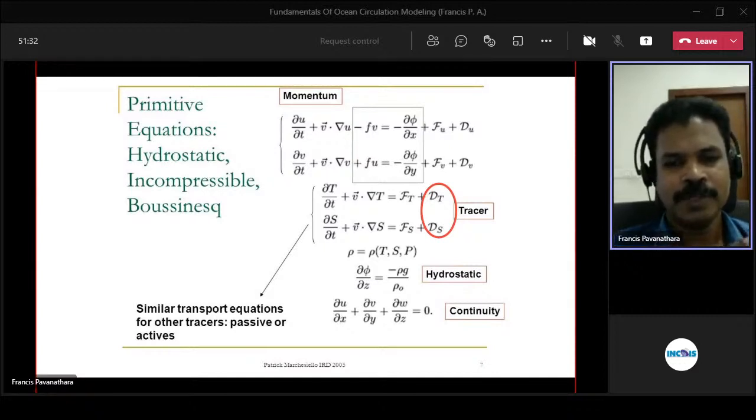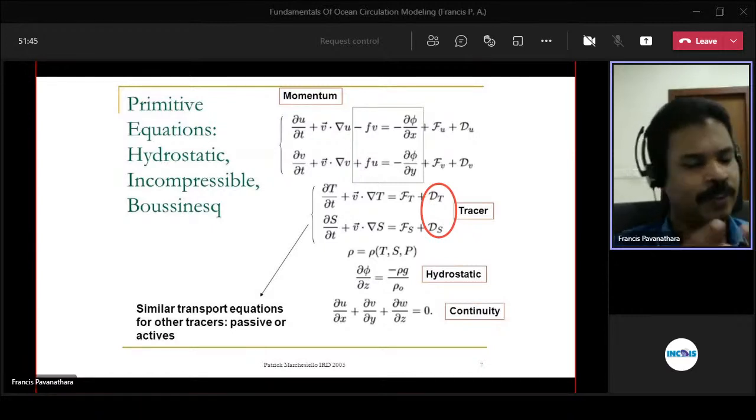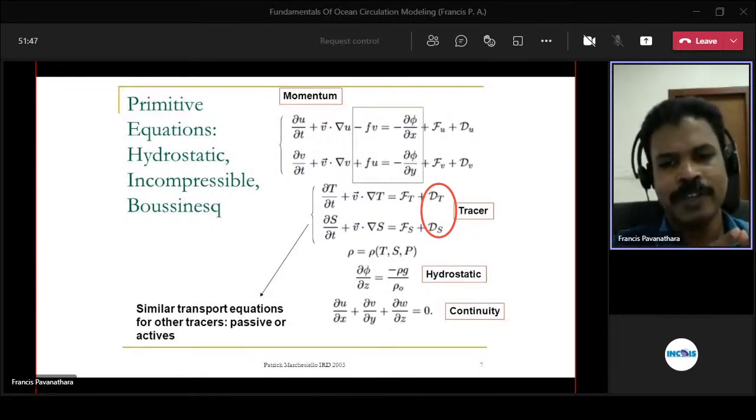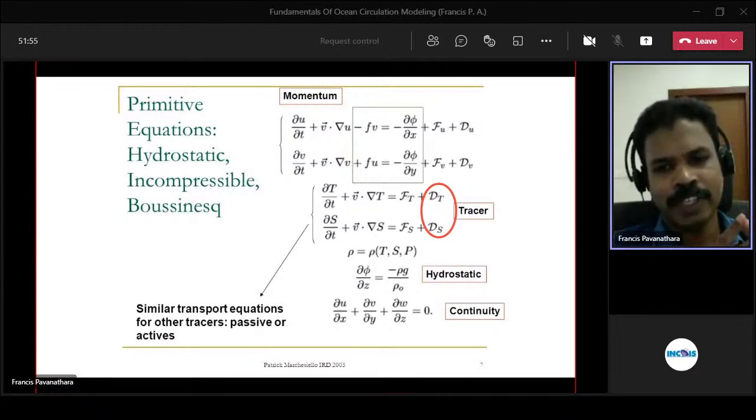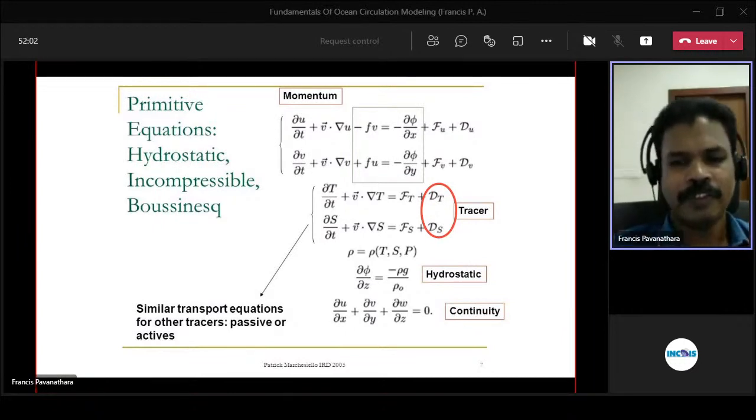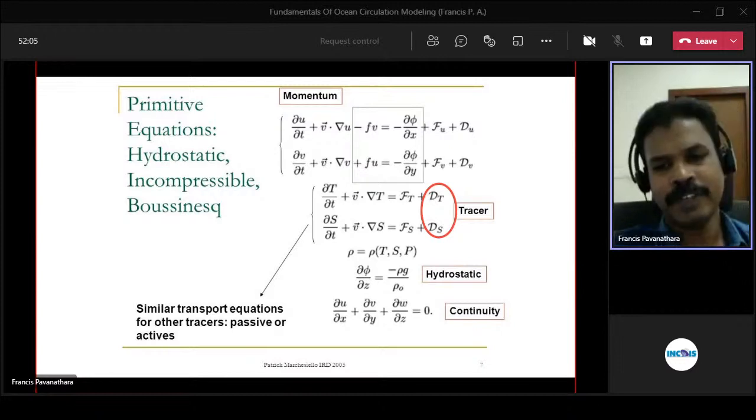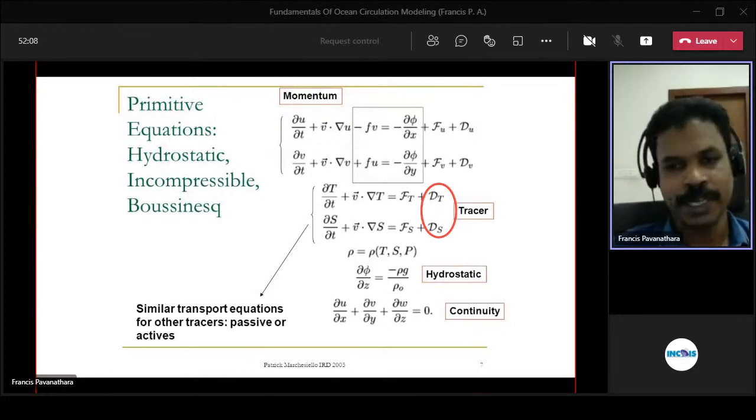Now, when we come to the second set of equations, this is the tracer equation. So forget about the momentum equation. We are coming to the tracer equations. In the tracer equation, again, the change in the temperature at any given point, or salinity at any given point, we can say that there is something which comes from the sources. And then we have terms that are called the diffusion. The diffusion of temperature or salinity, particularly in the vertical direction, is not negligible.